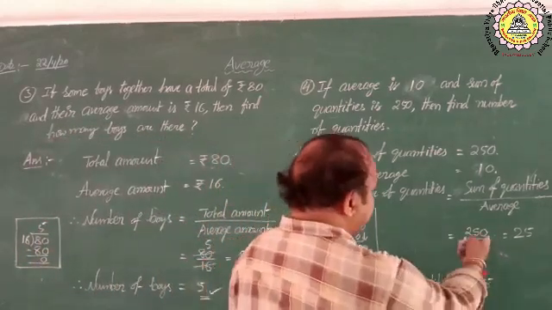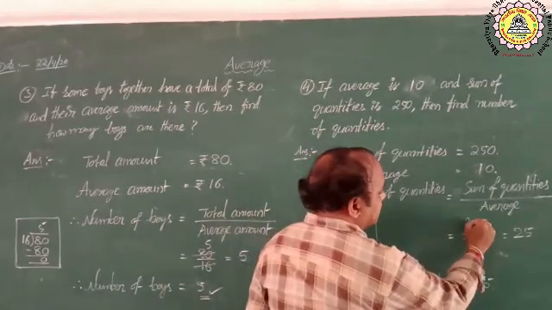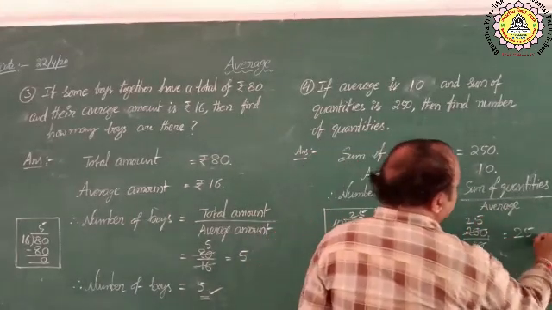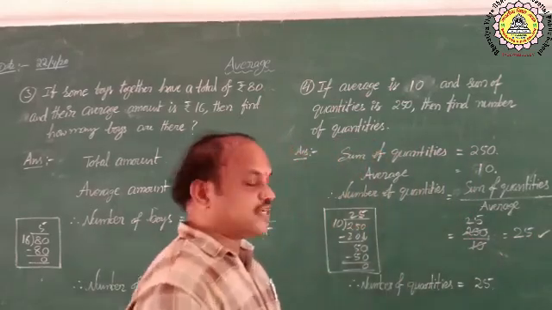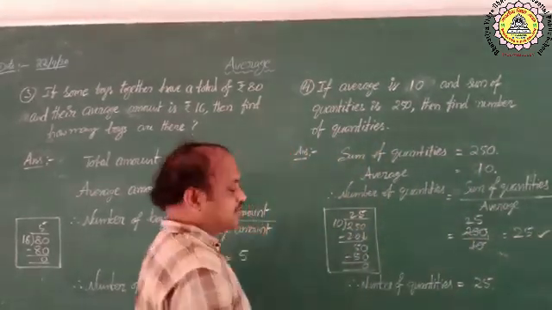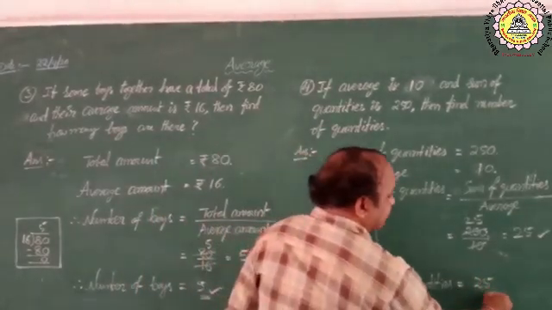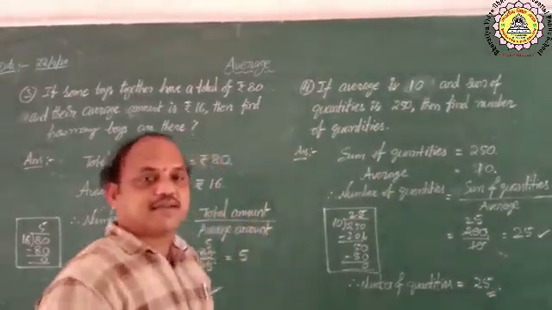So we can directly write here, how many times does 10 go in 250? 25 times. So that only we write here, 25. Understand? So what is this 25? Number of quantities. That only we have to write here finally. Therefore, number of quantities is equal to 25. Understand?